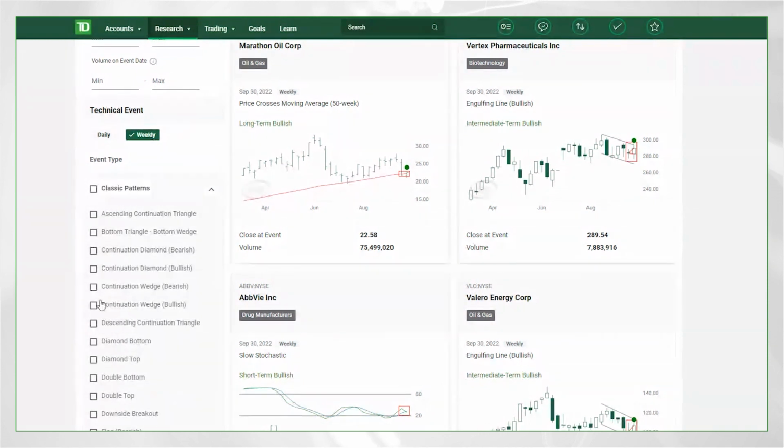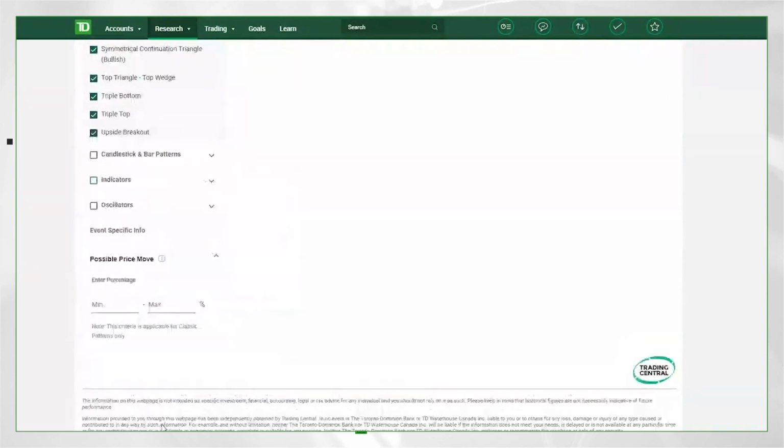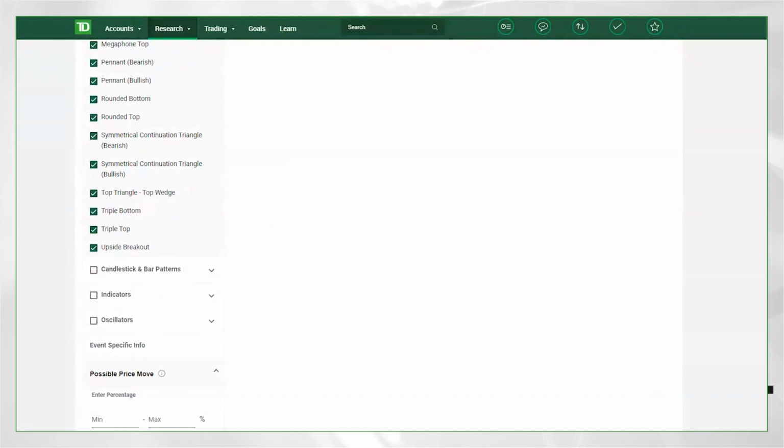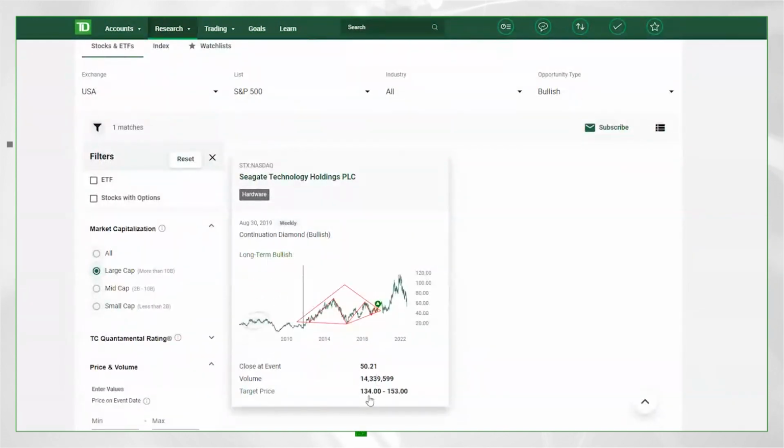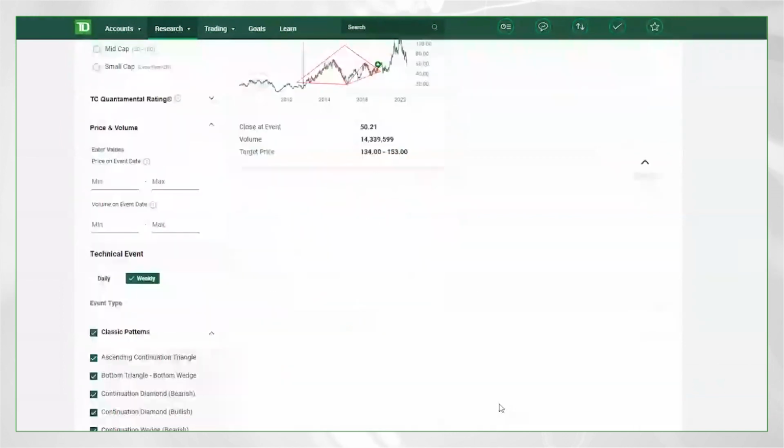So I would select all classic patterns that are available, and then do a quick screen that way, where in this case we have only one, Seagate PLC, long term in this example. So then maybe, what's the next thing I would do, right?